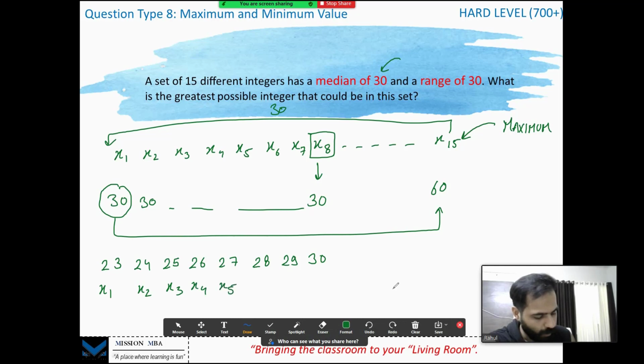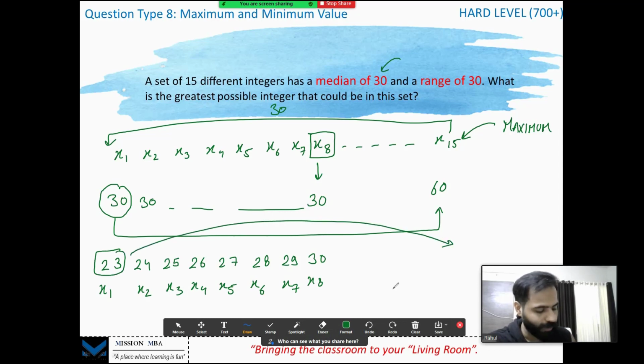Now this is the way how I can keep my x1 maximum. And now once my x1 is maximized, my x15 automatically is maximized. That is 23 plus 30, that is 53. I cannot get any number greater than 53. So guys, the correct answer for this question is 53. I hope you have understood this concept. If not, you know the drill. Just go back, rewind the video, see it again, and you'll definitely understand it.